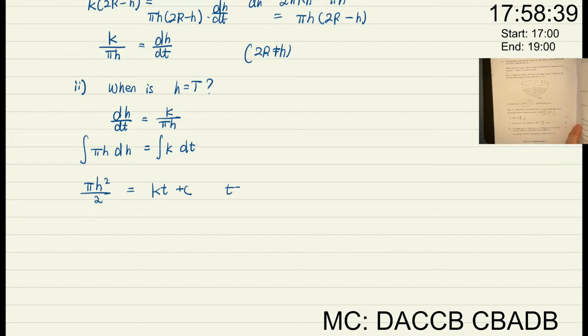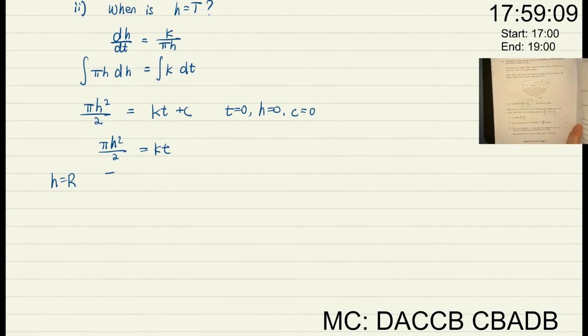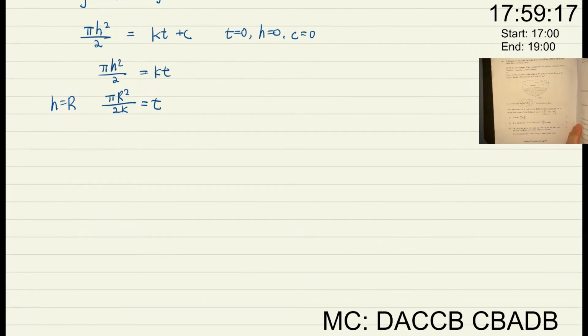Now let's just check. When t equals 0, initially the water is empty, so h equals 0, and that makes c equals 0, so that's good. Now let's update the formula. Let's make t the subject, we want to find t. H is capital R, because when it reaches the top of the hemisphere, h is the radius, so pi capital R squared on 2k equals t. Fantastic, so that's what they wanted. Great, part 3.